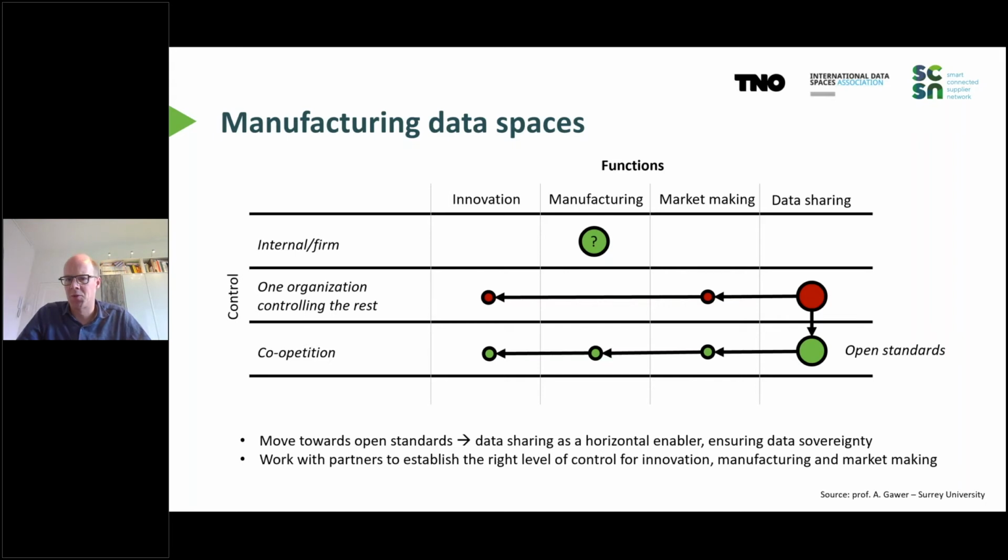And the funny thing, to close off this part, is that this is exactly what we currently see in the smart connected supply network. We started off with just plain supply chain collaboration, and now we see new initiatives coming up whereby people say, okay, but if we share this data in a controlled way, then we can also think of new ways of collaboration and new ways of manufacturing those products. So that's also something I would like to bring to the table today.